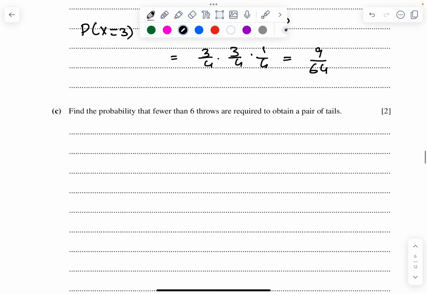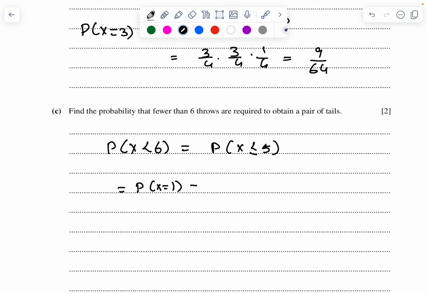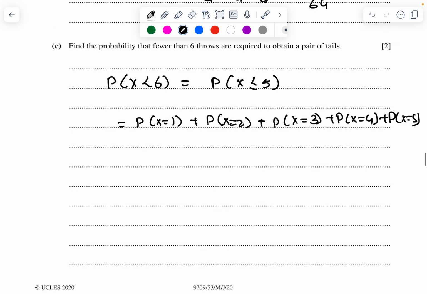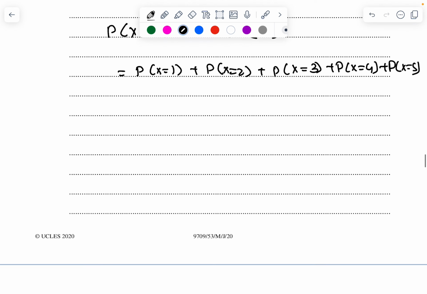Find the probability that fewer than 6 throws are required to do that. So probability of x less than 6 means probability of x less than or equal to 5. So which is probability of x equals 1 plus probability of x equals 2 plus probability of x equals 3 plus probability of x equals 4 plus probability of x equals 5. Now I want all this.